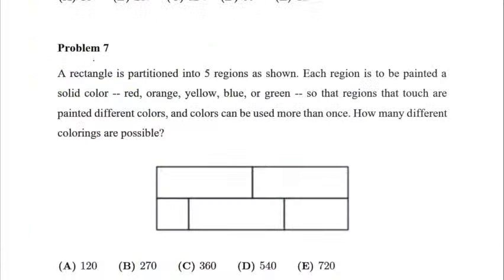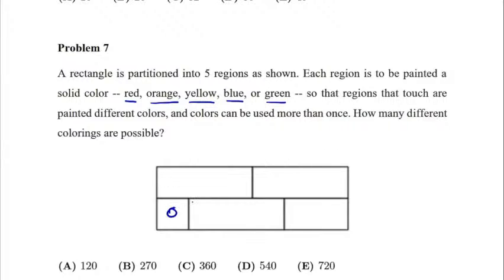Problem number 7, AMC 12A 2022. A rectangle is partitioned into 5 regions as shown. Each region is to be painted a solid color: red, orange, yellow, blue, or green. So we have how many colors? 1, 2, 3, 4, 5. So that regions that touch are painted different colors.